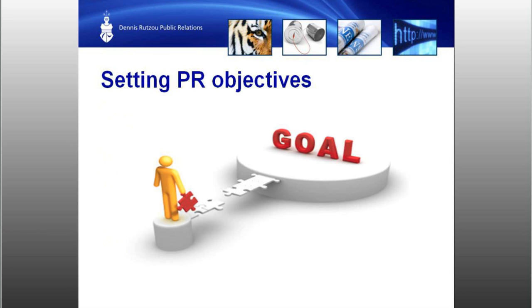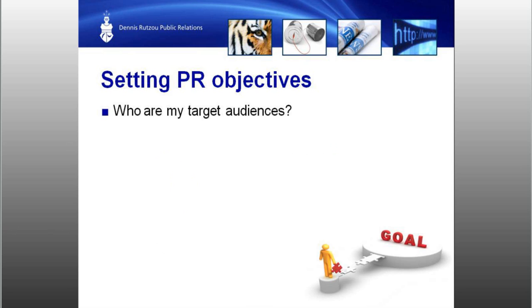So the first step in putting a public relations plan together is to identify your objectives. What are you actually trying to achieve? What's your big picture? What's your goal? It's really important to have this clear in your mind. Otherwise, how are you going to know that you've achieved what you wanted to achieve? So you can ask yourself a few questions to help you set your objectives.